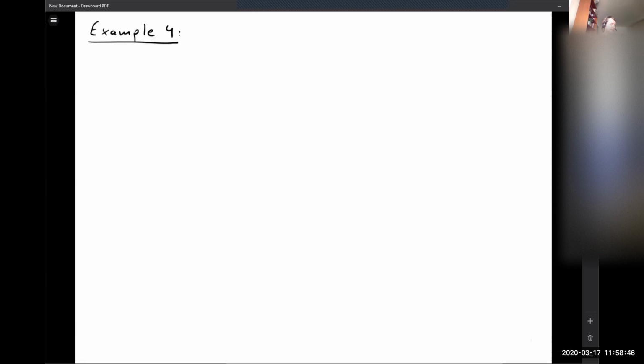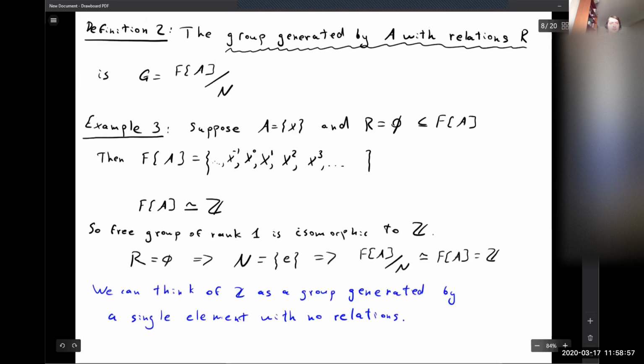Let's look at example 4. And let's say that the group... so first of all, let me move back. Sorry about that. I forgot to introduce the notations. Now here, in this case, we write G as generated by A subject to relations R.